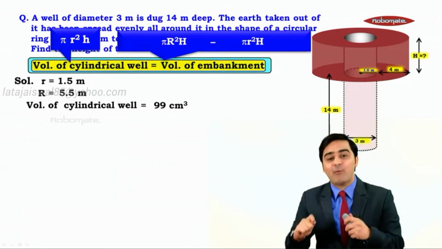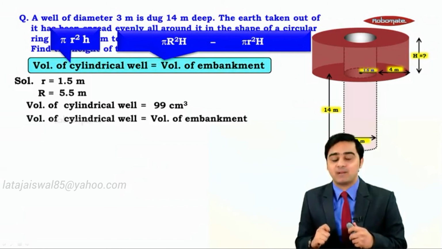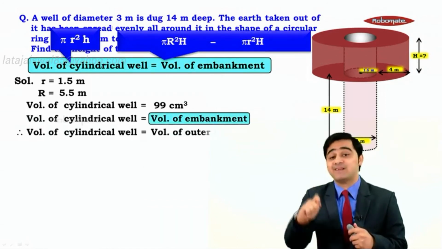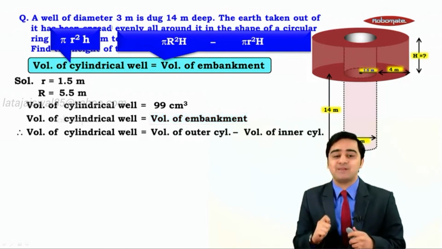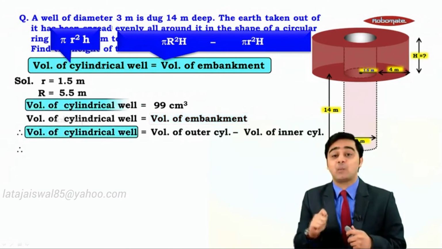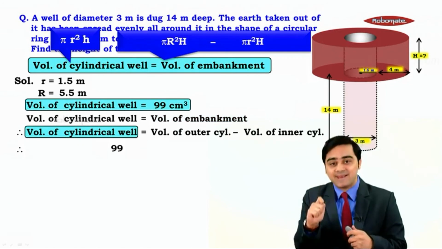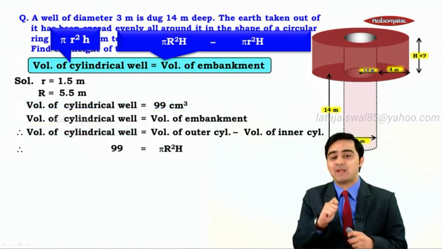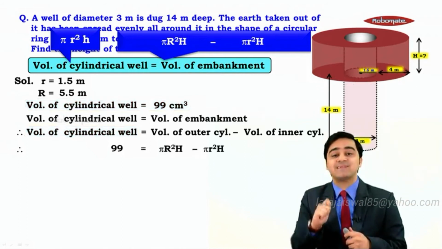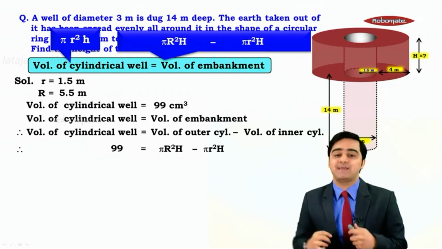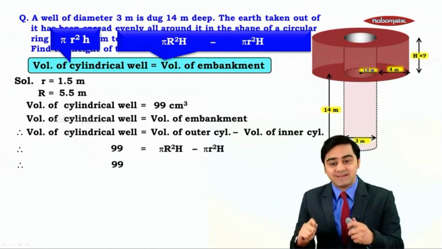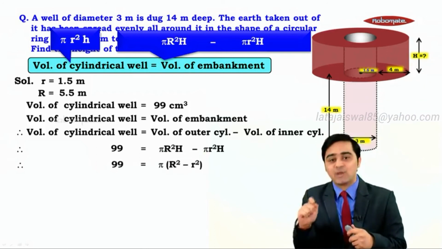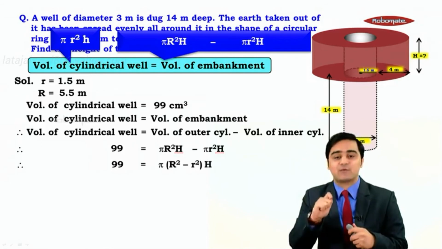Next, we know that volume of cylindrical well is equal to volume of embankment. Now in place of volume of cylindrical well we can write the same. Now volume of embankment we can write as volume of outer cylinder minus volume of inner cylinder. We have volume of cylindrical well, we have calculated it. It is 99 meter cube. Now the formula for volume of outer cylinder is pi capital R square capital H. The formula for finding the volume of the inner cylinder is pi small r square capital H. Let us understand the next step. Therefore 99 is equal to, first we can take pi common. So inside the brackets we are left with capital R square minus small r square. Also we can take H common from here.